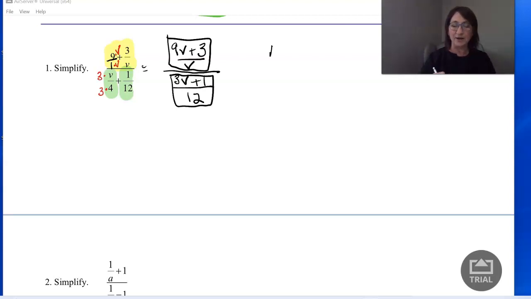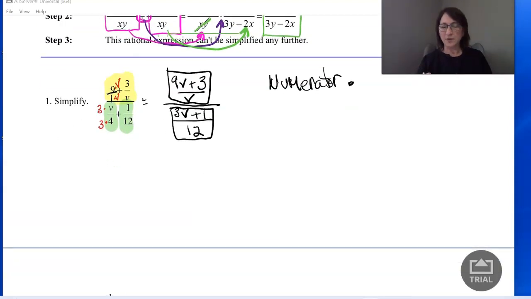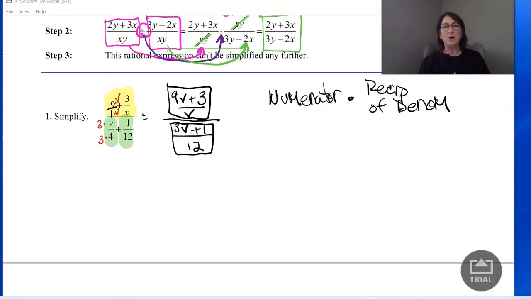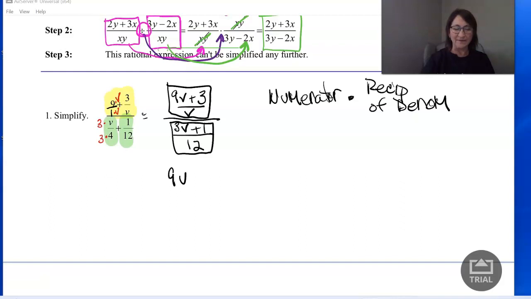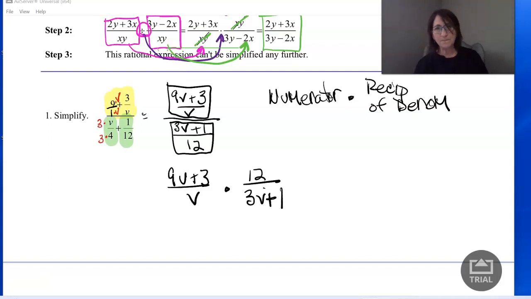So my numerator times, okay, the reciprocal of the denominator. Okay, so that is going to be 9v plus 3 over v times 12 over 3v plus 1. Okay, so I'm going to go ahead. It's a multiplication problem. I just need to factor and then reduce.